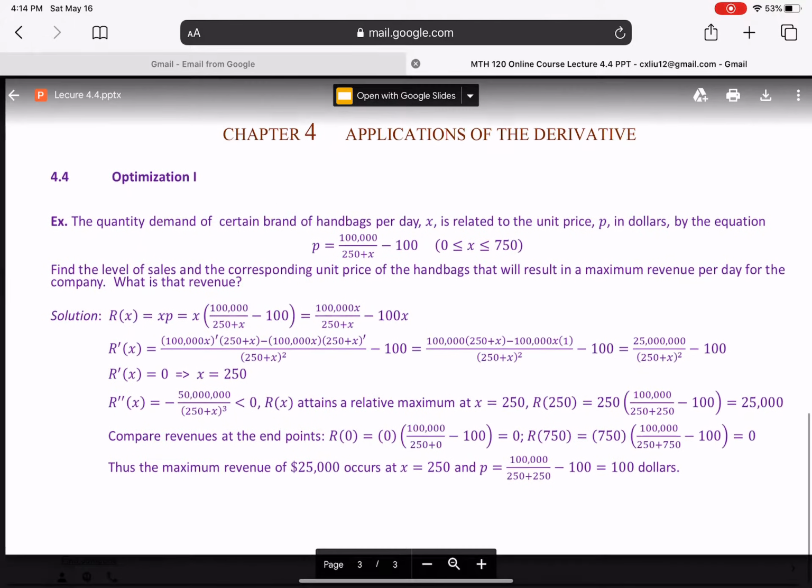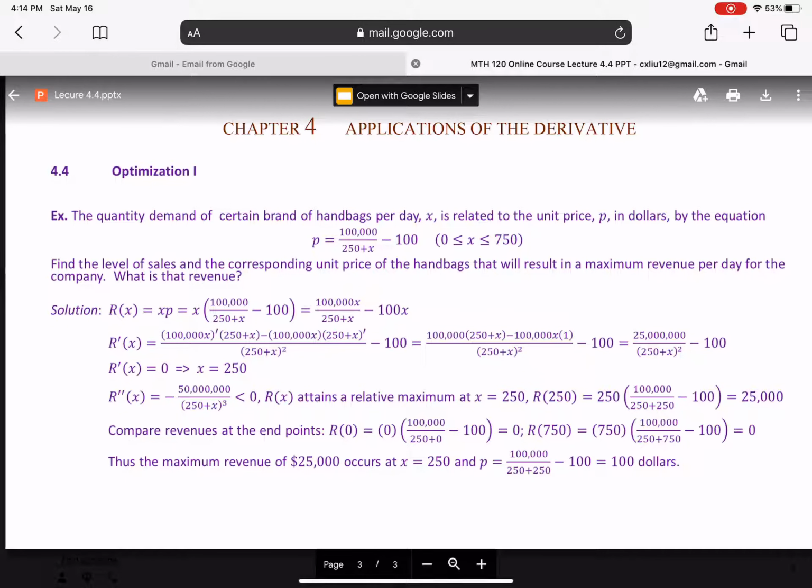Now let's do an application problem for using optimization in economics. The quantity demand of a certain brand of handbags per day, x, is related to the unit price p in dollars by the equation p equals 100,000 over 250 plus x minus 100. And then we consider x from 0 to 750. Find the level of sales and the corresponding unit price of the handbags that will result in the maximum revenue per day for the company. And what is that revenue?